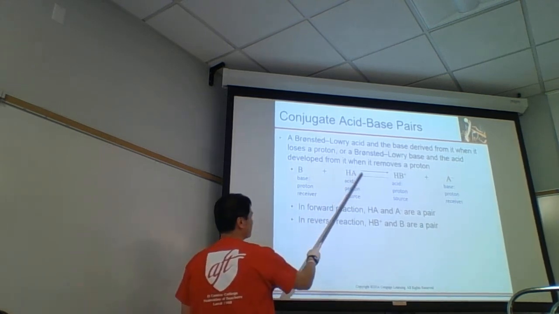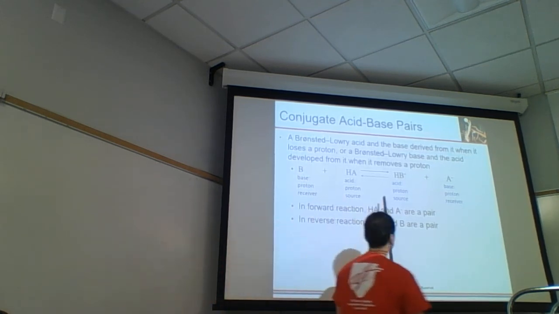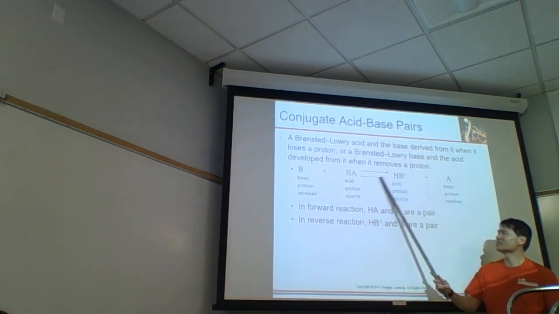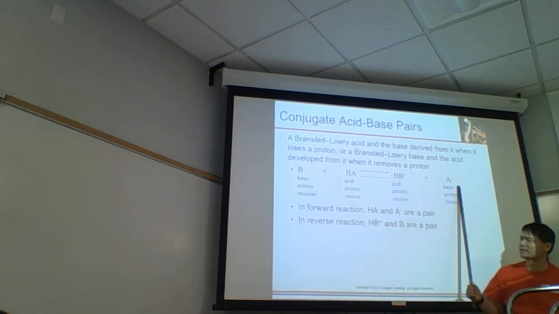Now, in the forward reaction, what's the acid? HA is the acid. What's the base? B is the base. Then we step over on this side and say, okay, we're going to reverse this reaction. What's the acid? Well, HB+ is the acid, A- is the base here.